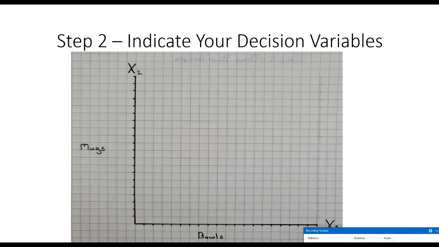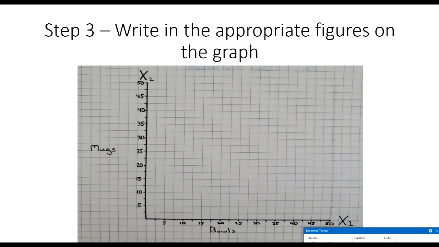Once we've indicated our decision variables, then we're going to draw or write in the appropriate figures on the graph. In this situation, I chose 0 to 50 on the y-axis, 0 to 50 on the x-axis. And I'll show you in one moment why I chose those numbers. I don't know totally if that's correct, but when I show you in a minute, it seems like these numbers could be correct. I also want to make the graph as big as possible so it's easy to read. And so I've gone from 5 every 2 notches. Each notch represents 2.5. 5, 10, 15, 20, etc.